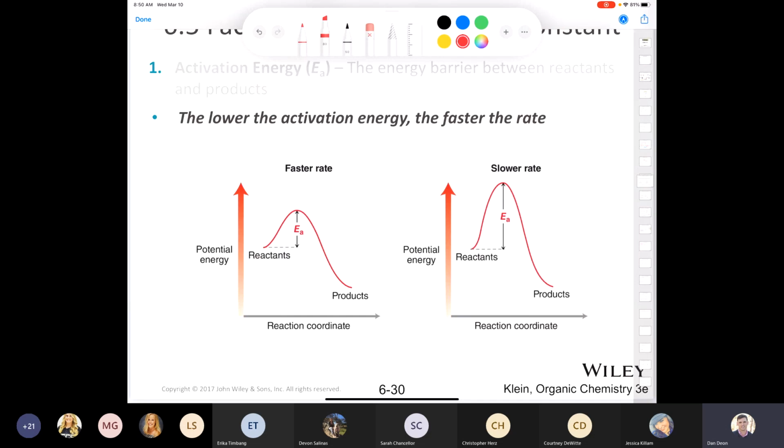I know that some of you are already trying to mentally tie this to a catalyst. You're like, I think this is related to a catalyst, isn't it, Mr. Dion? Kind of, yeah. Catalysts are a way to lower activation energy, but the difference between just simply lowering activation energy and a catalyst is that a catalyst is going to have a different pathway. So we'll look at that in a little bit, okay?